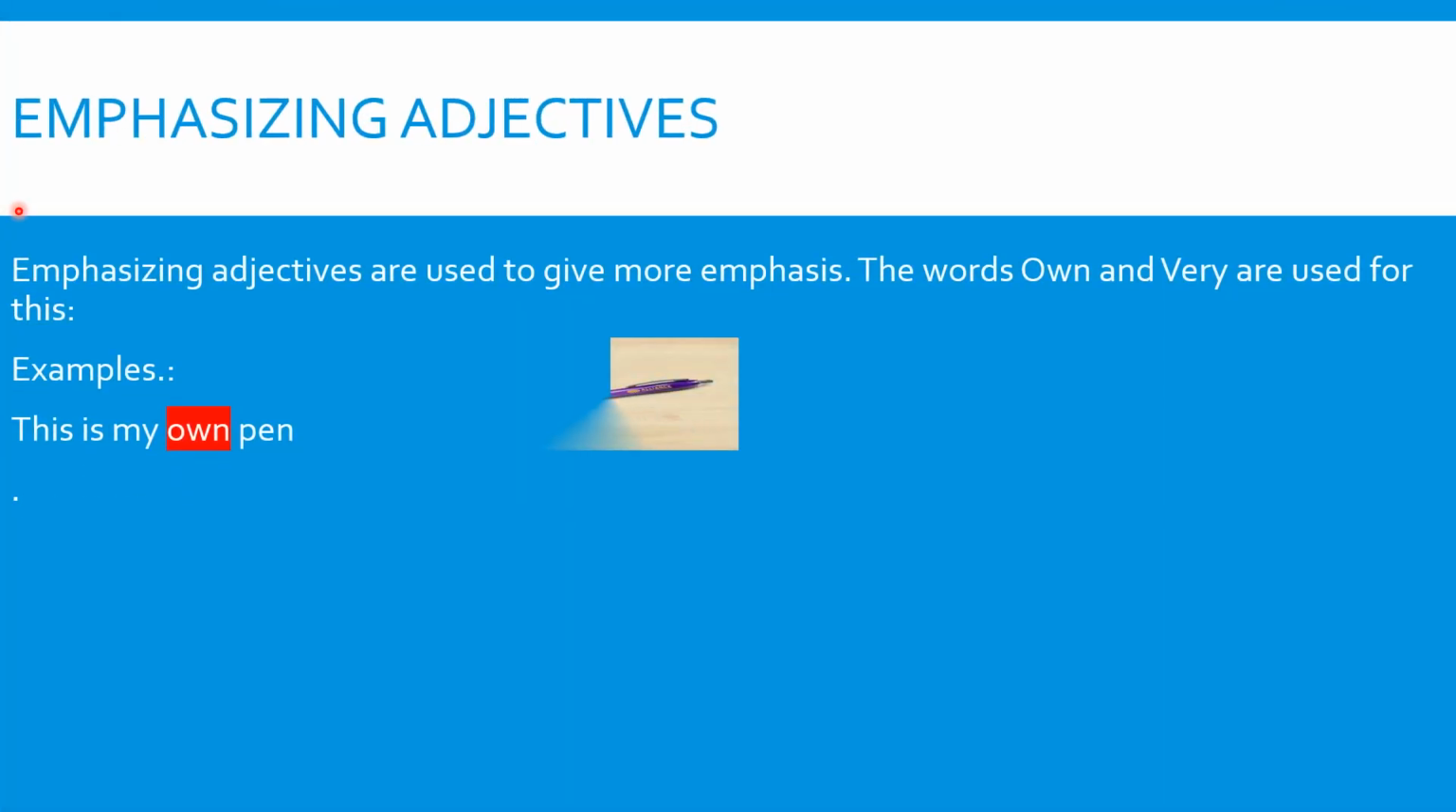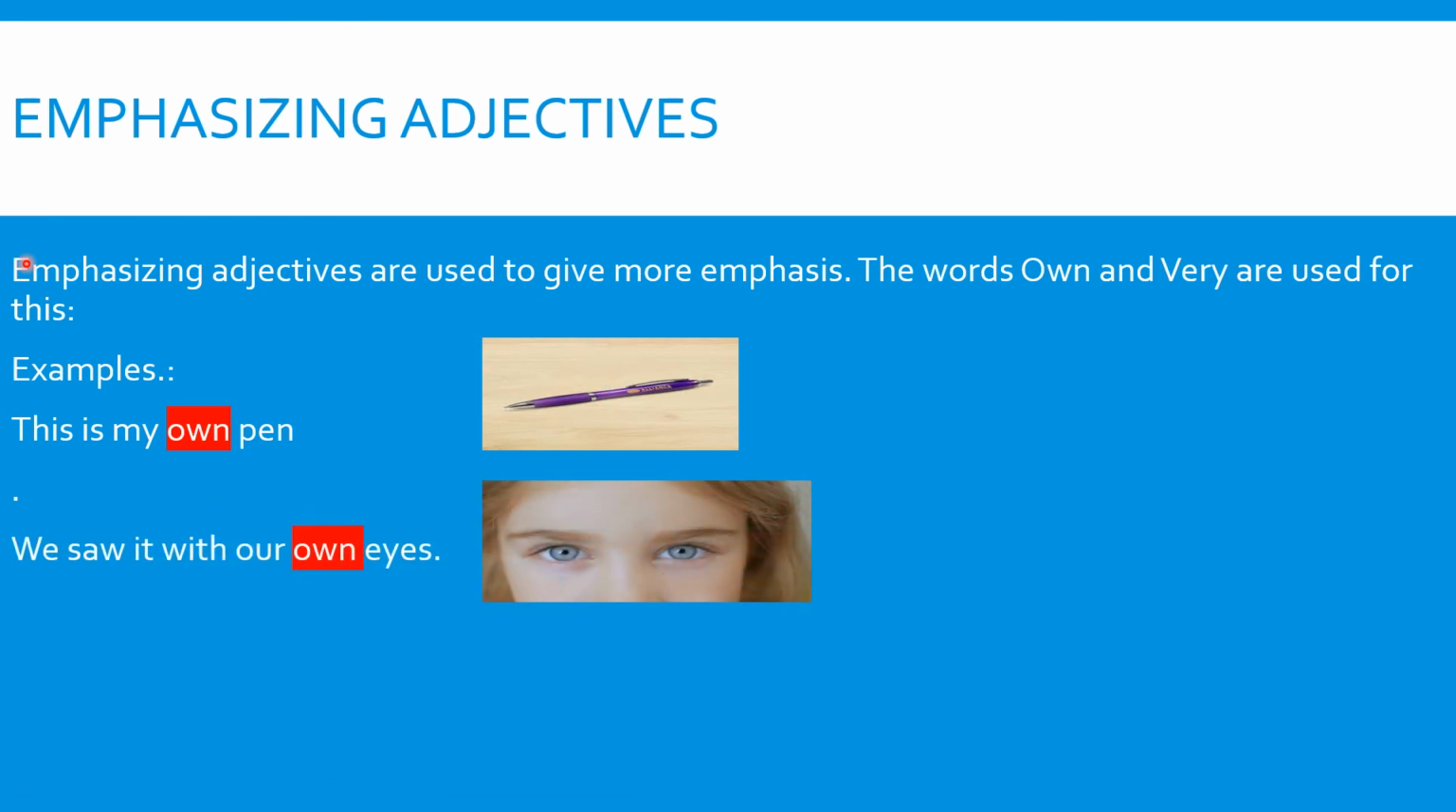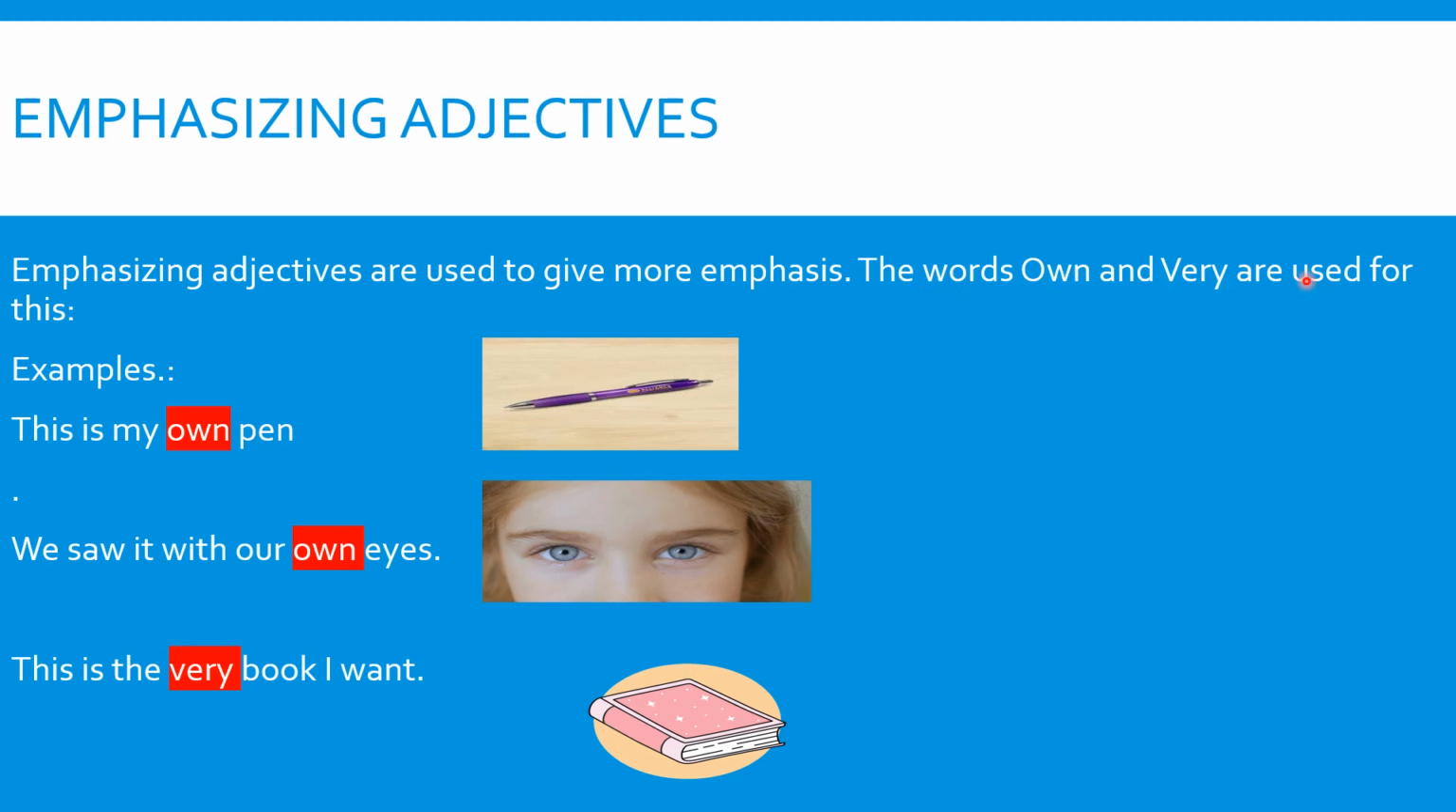Emphasizing adjectives. Emphasizing adjectives are used to give more emphasis. The words own and very are used for this. Examples, this is my own pen. So own is the emphasizing adjective. We saw it with our own eyes. So own is the emphasizing adjective. This is the very book I want. So very is the emphasizing adjective. So the words own and very are used as emphasizing adjectives.